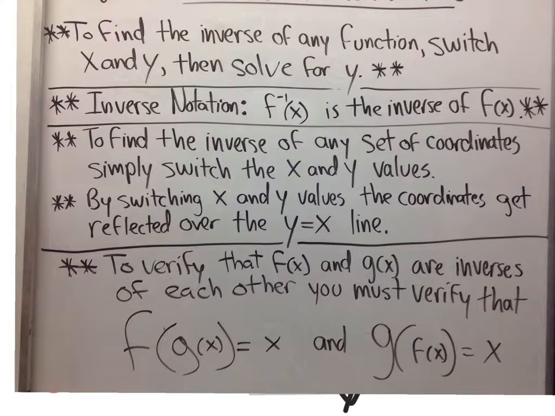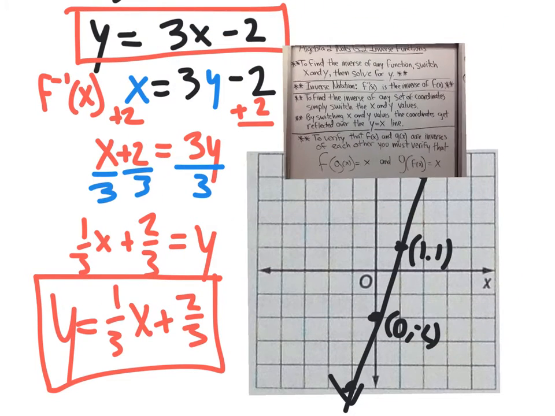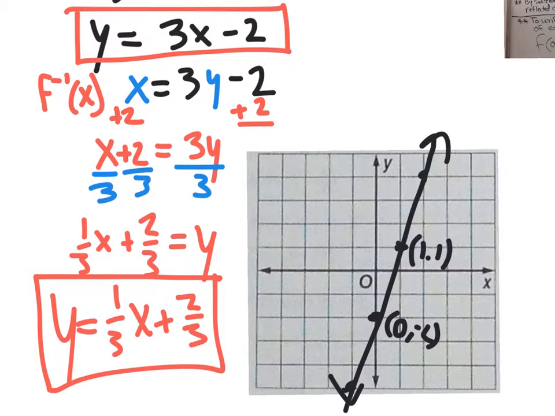By switching x and y values, the coordinates get reflected over the y equals x line. So there will be a question on your homework today that will ask you to graph your original equation. I just did that. And then they're going to ask you to graph the inverse of that original equation. Graphing with this gets a little ugly, because what's your b value? Where does it cross?